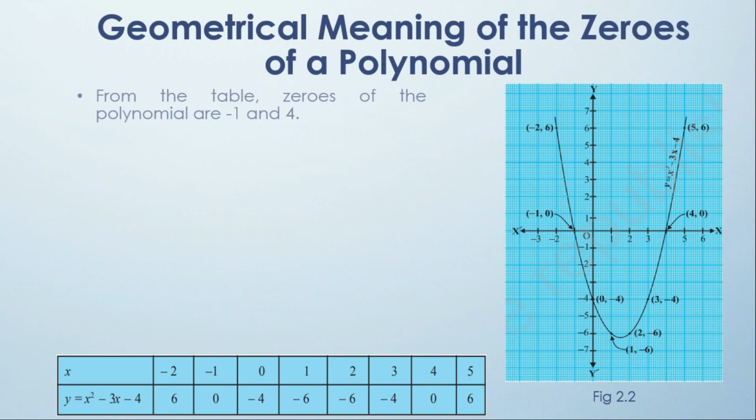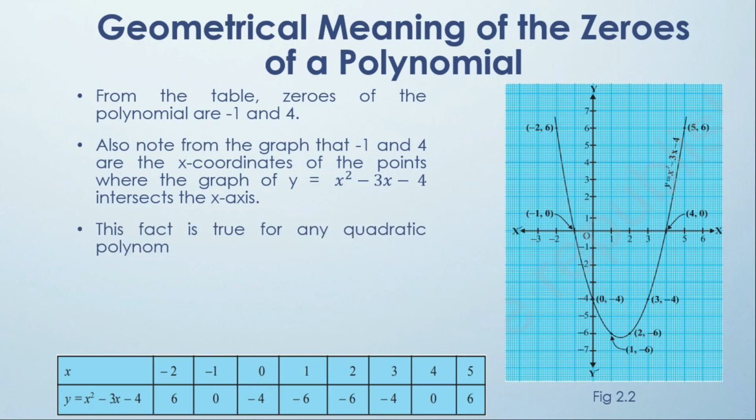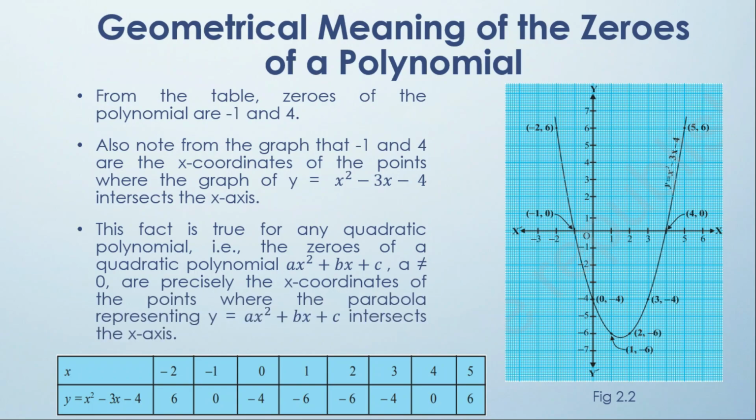From the table, the zeros of the polynomial are minus 1 and 4. Also note from the graph that minus 1 and 4 are the x-coordinates of the points where the graph of y equals x square minus 3x minus 4 intersects the x-axis. This fact is true for any quadratic polynomial, that is, the zeros of a quadratic polynomial ax square plus bx plus c where a is not equal to 0 are precisely the x-coordinates of the points where the parabola representing y equals ax square plus bx plus c intersects the x-axis.